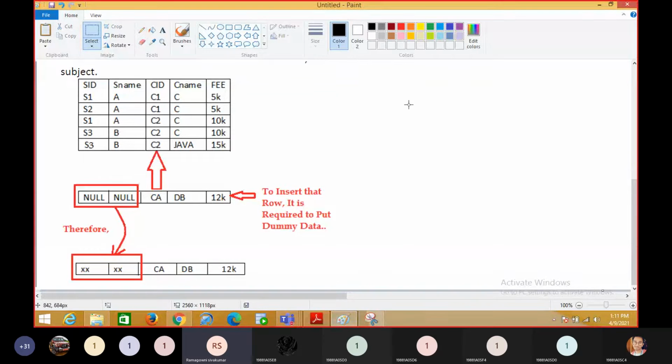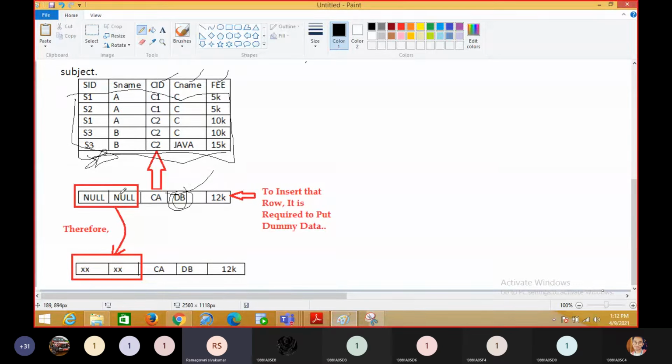See, we have a table here. We have some data. These all are data, right? I'm going to insert a new row. In the new row, I'm going to insert course ID, course name, course fee. I inserted DB as the new course. For taking the DB course, there is no student available. So what should I do?